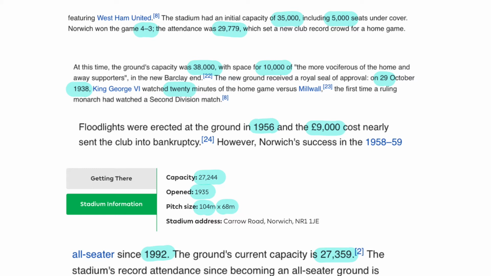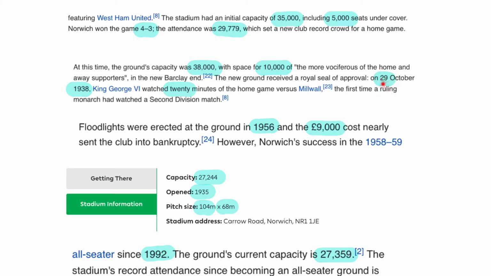We don't know. This one, do you think this has been rounded? Do you think Norwich did win the game 4-3? Or do you think that it was about 4-3? Well, that would be exact, wasn't it? That's not been rounded. And again, we've got the attendance, 29,779. So that's not rounded, is it? Because that's an exact amount. And again, when we look down, when we see 38,000 for the capacity and the 10,000 extra spaces, they're probably rounded. Okay?